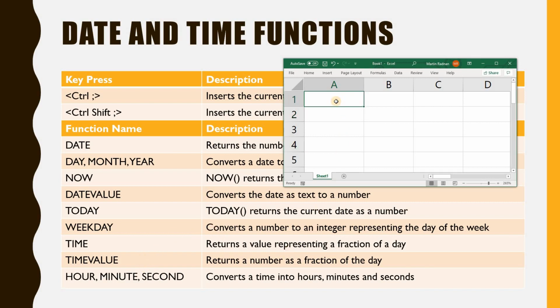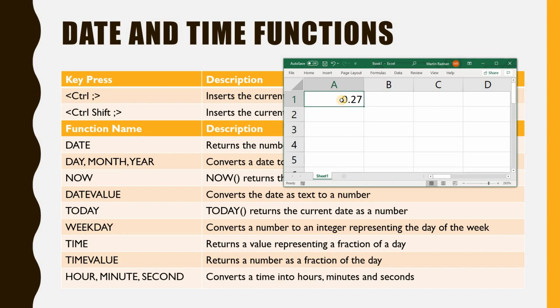Okay, just 2 more to go. We've got time value. Let's look at this one. This is going to return a number as a fraction of the day. So let's try this out. Equals time value, open bracket, double quote, 22 of August 2011, 6:35 a.m. Close the quotes, close the bracket. So what we're looking for is what decimal part of a day if we're specifying the date and the time. And this tells us that at 6:35 a.m. we are 0.27 of the way through a 24-hour day.